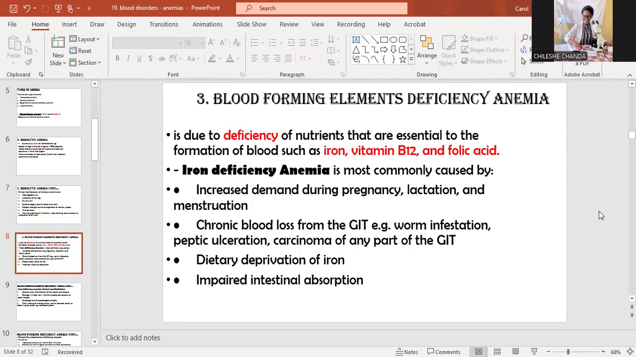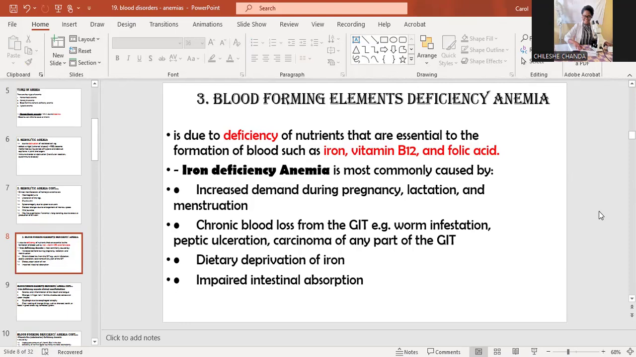Now we have several worms that suck blood, okay? Even if they're not sucking blood, there are other types of worms that will just simply eat the food that the person is eating. And that food, once a person eats, that is the food that the body gets to extract the blood-forming elements. However, when the worms are eating this food, it means the person will end up having this blood forming elements deficiency anemia. And then we have things still of the GIT, such as ulceration.